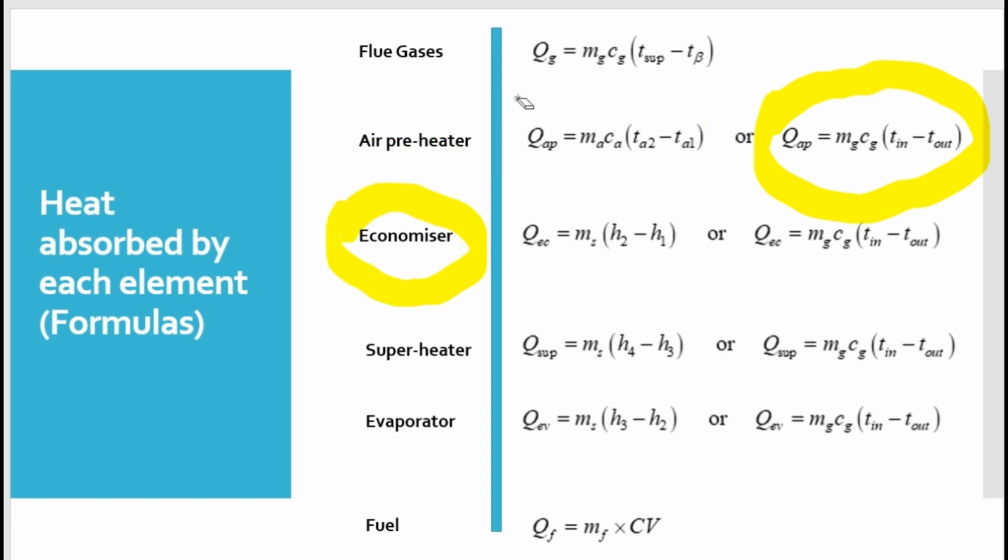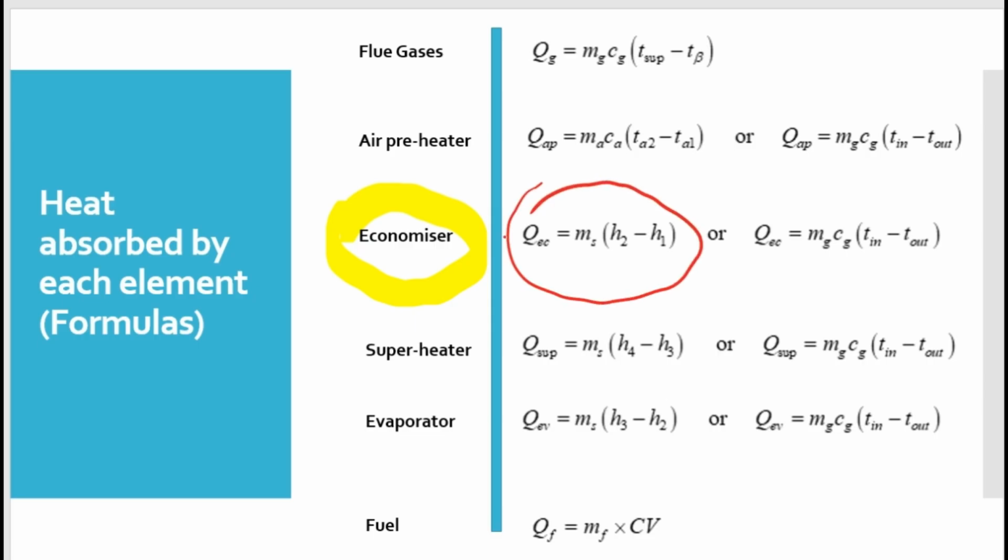The heat absorbed by an economizer is the heat that causes the temperature of water to increase. And this heat absorbed by the economizer is calculated using this formula, QECO equals to MS (H2 minus H1), where MS is the mass of steam, H2 is the enthalpy after the economizer, and H1 is the enthalpy before the economizer.